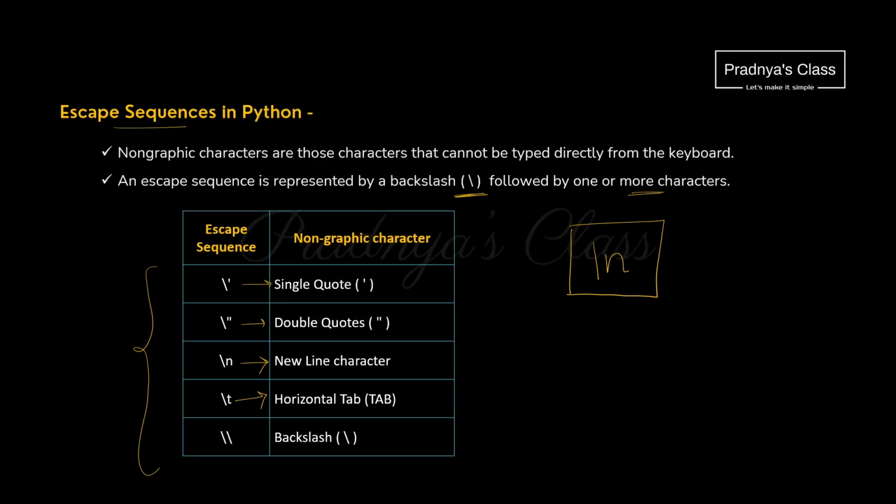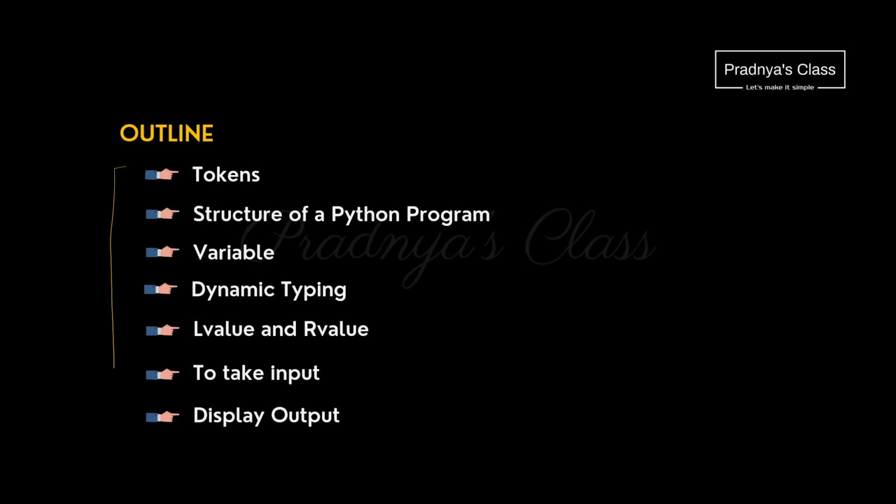Alright then, it's time to revise all the topics. We understood 5 types of tokens, then we got to know the structure of the Python program. There are 5 components. We know what a variable is now and what the concept of dynamic typing is. We also understood L value as well as R value. The value on the right hand side of the assignment operator is R value and the variables on the left hand side are called L value. To take input we use the input function and to display output we use the print function.